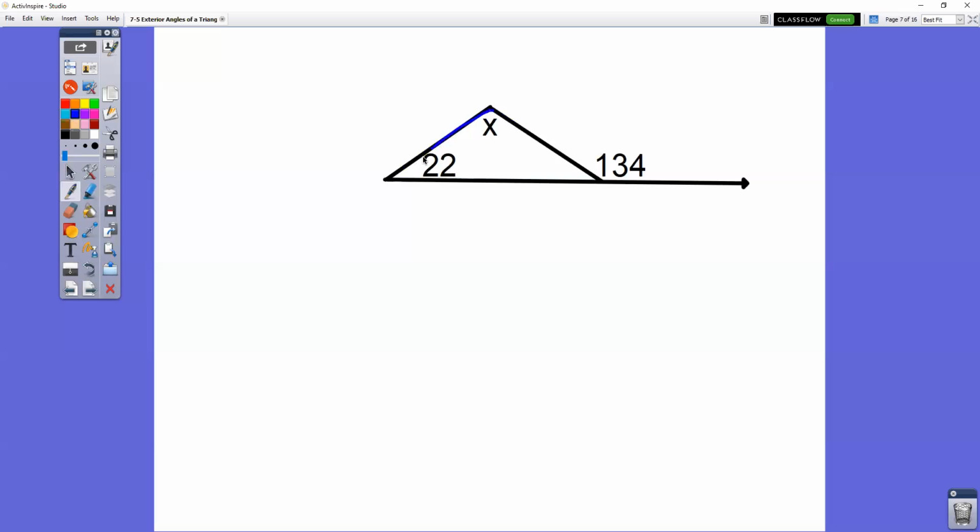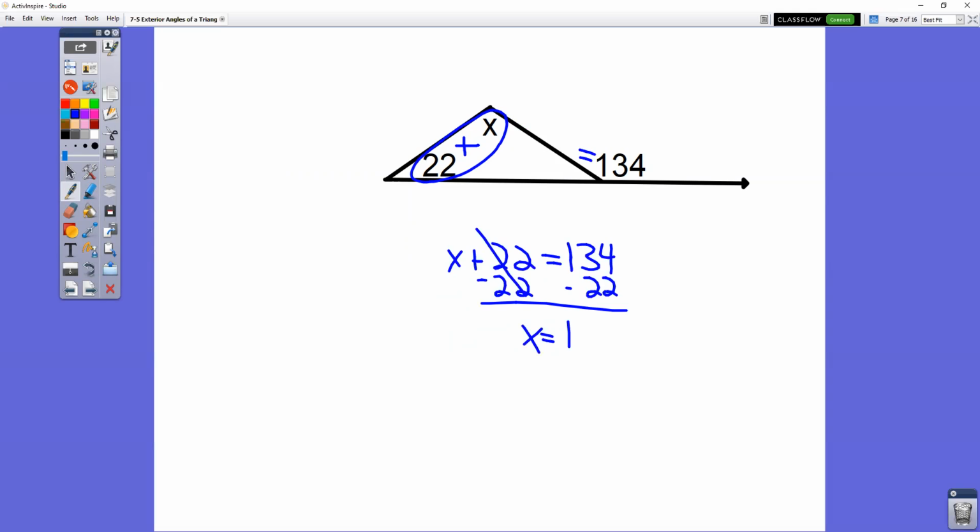So these two inside angles added together equals this outside angle. So we have x plus 22. If you put 22 plus x, that's the same exact thing, equals 134. Solve this one-step equation. So minus 22 minus 22, x equals 112. Again, always make sure that your answer makes sense. 112 plus 22 does give you 134.